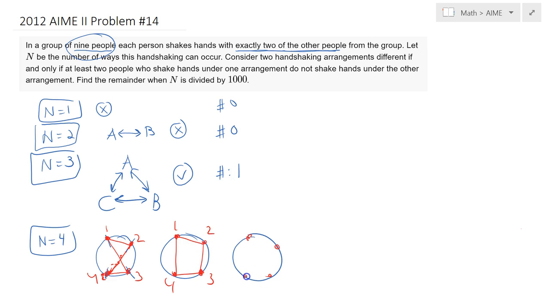Finally, 1, 2, 3, 4. 1 can shake hands with 3 and 4, and in that case 3 and 4 both have to shake hands with 2. So in that case the count is 3.